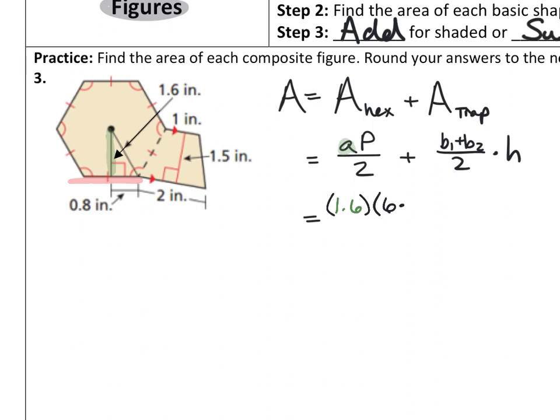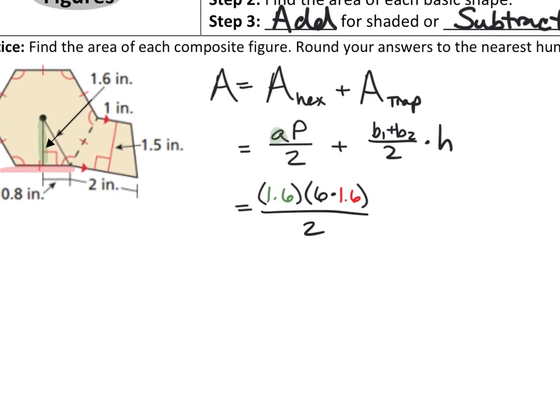What is double 0.8? Maybe ask your calculators. What is double of 0.8? 0.8 times 2. 1.6. Okay. So now I have the perimeter formula where I take the number of sides, 6, and I multiply it by one of those side lengths, 1.6. And now I'm going to fill in the information for the trapezoid. For the trapezoid, what is base 1?